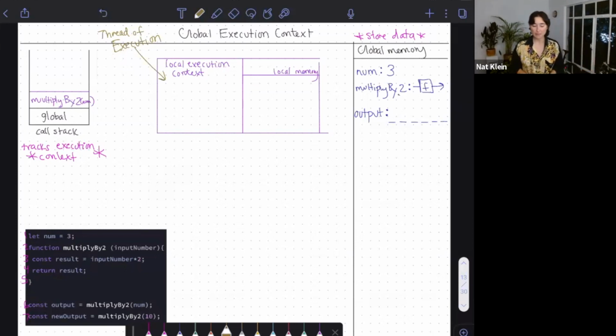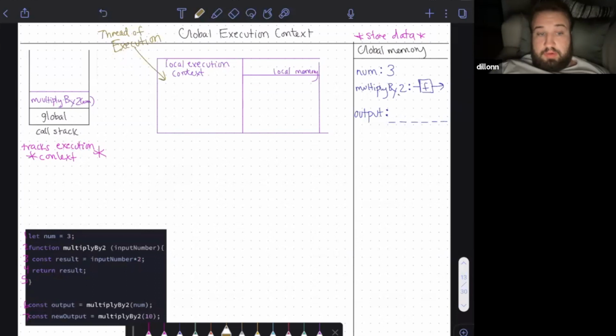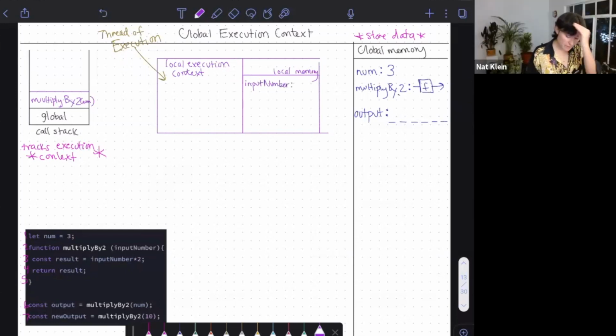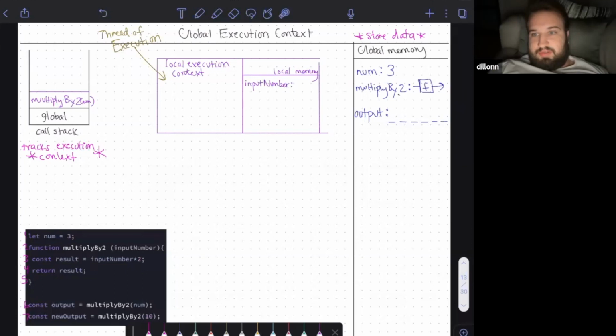So now that we have our setup to run this multiplyBy2 function's code, what is the first thing that we do when we enter an execution context? What do we have to process? So we're going to process our parameter input num. We're going to declare that as a variable in our local memory and assign it the value of num. Yes, exactly.